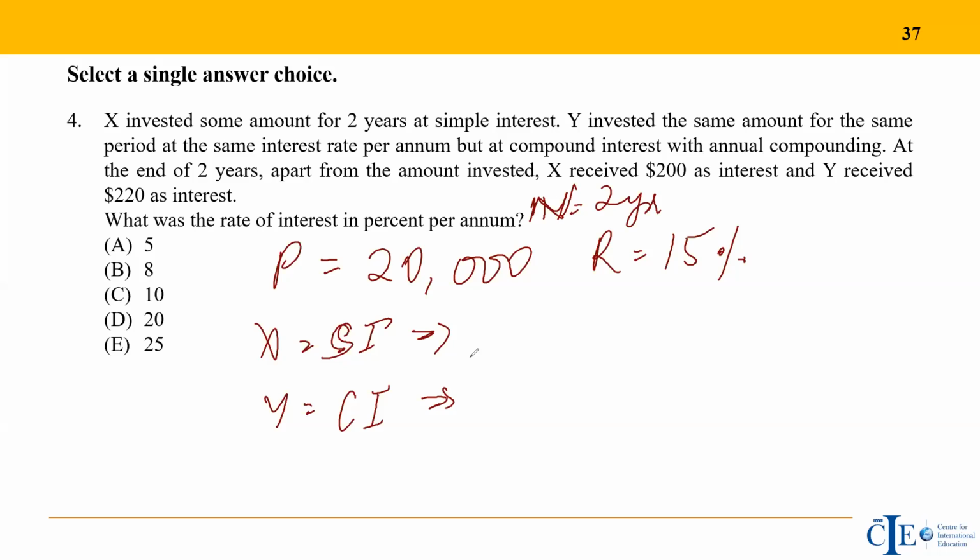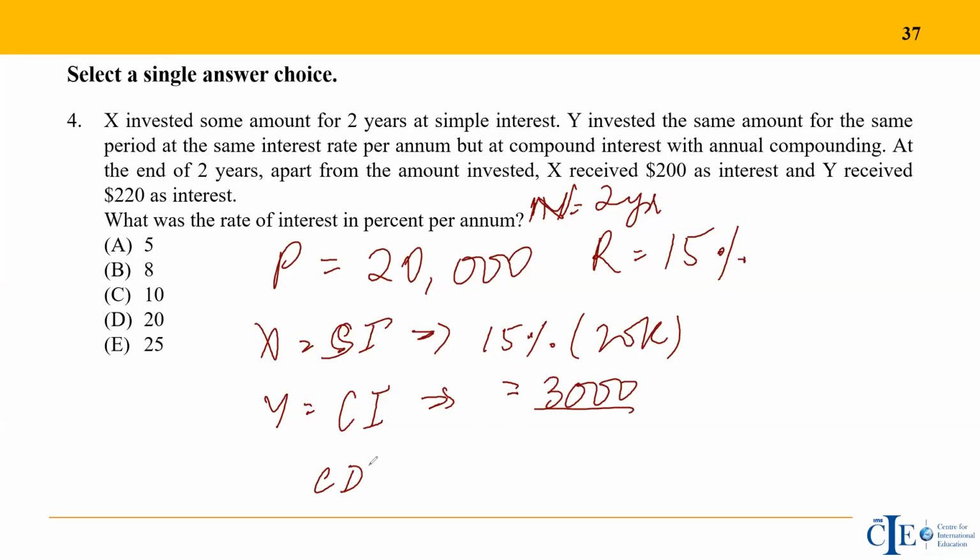What would be the interest for the first year? In either of the cases, it's going to be the same, which is 15% of 20K. 10% of 20,000 would be 2,000. 5% would be half of 2,000, which is 1,000. So 15% is 3,000. So we know that the first year interest is 3,000.